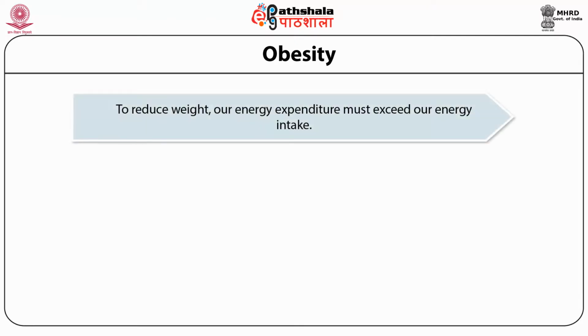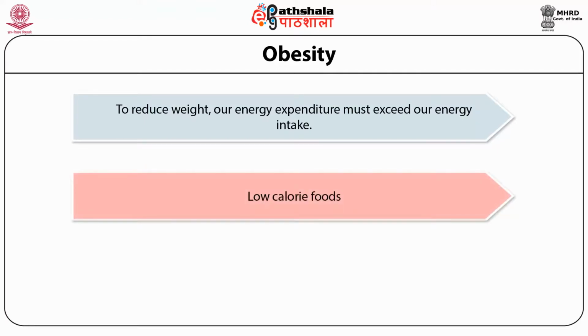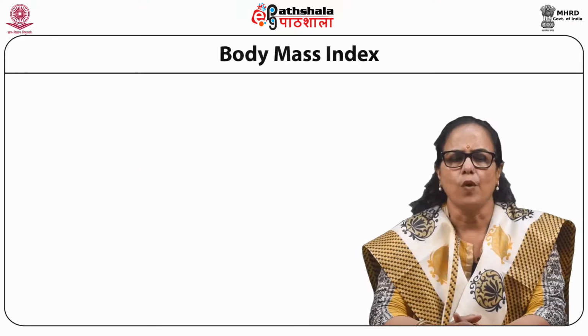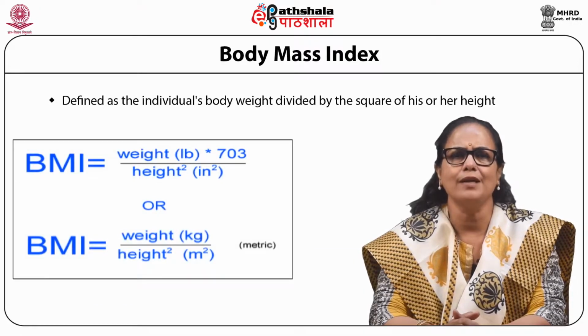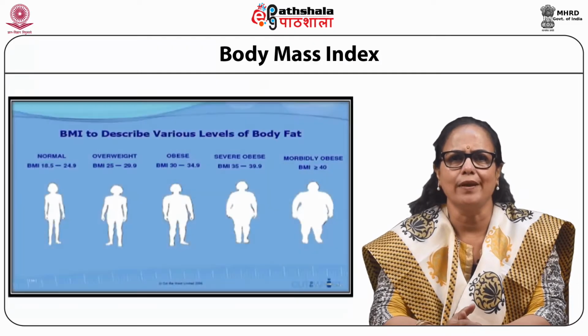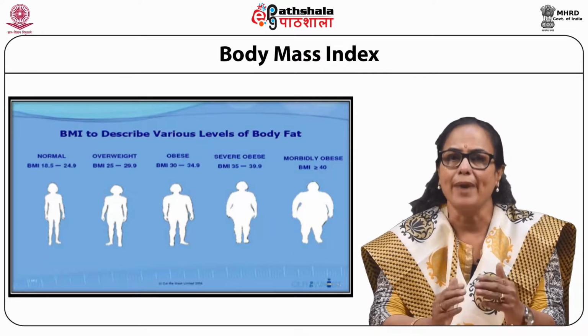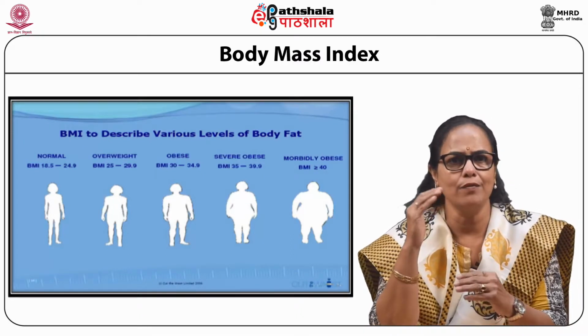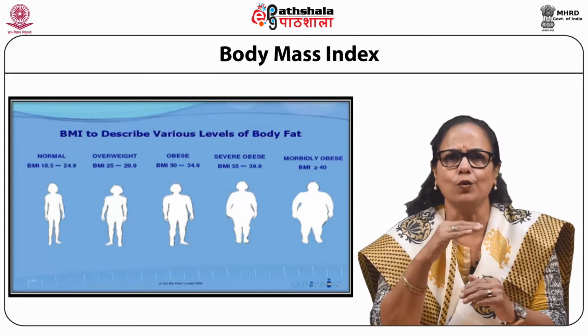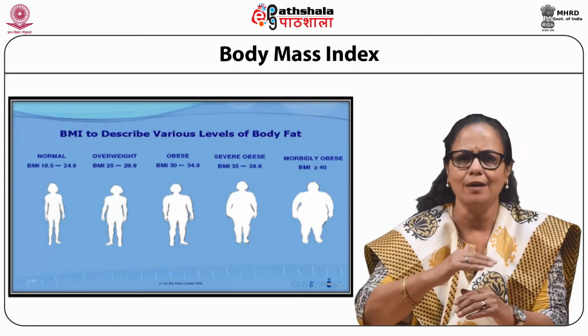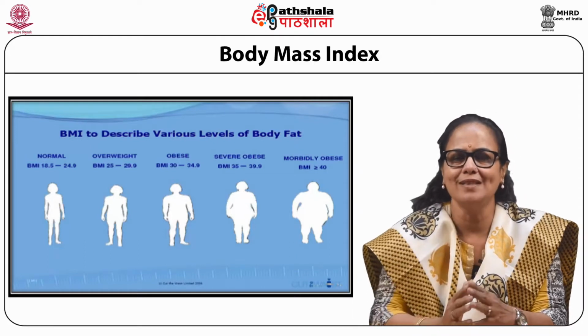Obesity is a condition in which our energy intake exceeds our energy expenditure. So, in order to reduce weight, our energy expenditure must exceed our energy intake. This can be done by taking low calorie foods and negative calorie foods. Body mass index is defined as the individual's body weight, in kilograms, divided by the square of his or her height, in meters. Based on body mass index, individuals can be categorized into normal weight, underweight, overweight, and obese.